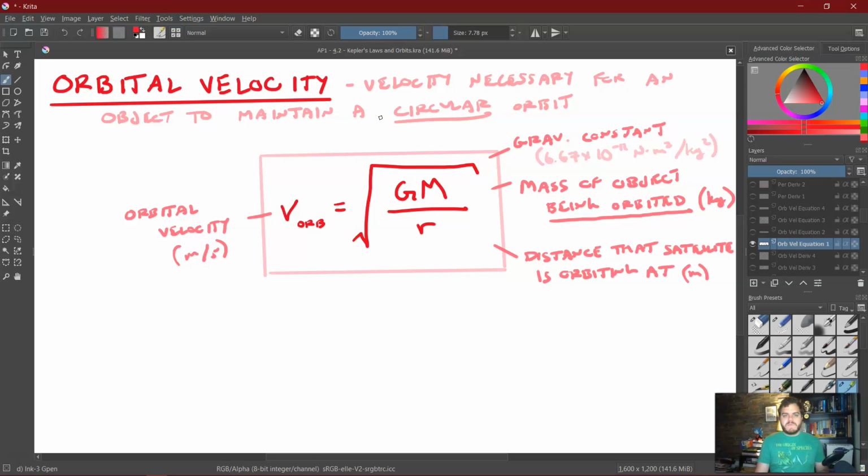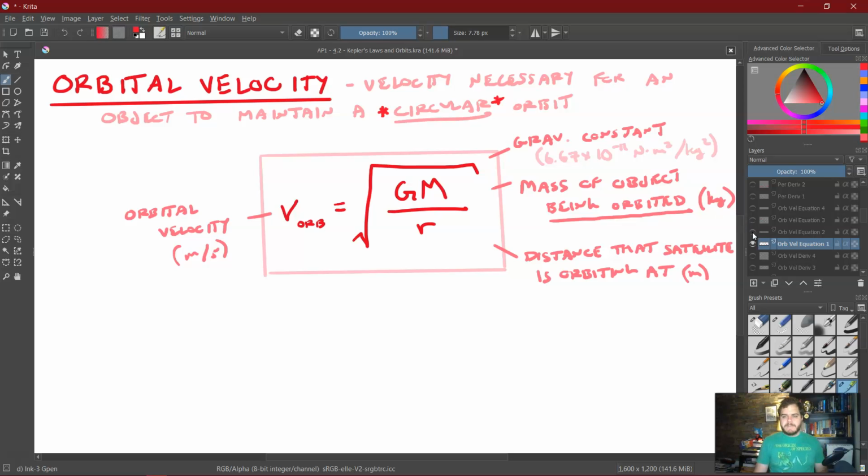Now, granted, this is for a circular orbit, so this is really that minimum orbital velocity it needs to maintain that orbit. The orbital velocity is in meters per second. G is the gravitational constant, 6.67 times 10 to the negative 11 newtons times meters squared per kilogram squared. M is the mass of the object being orbited. So in the Earth-Sun situation, it would be the Sun. If it was the Earth and the Moon, that would be the mass of the Earth, and we would be looking at the Moon's orbital velocity. And additionally, r is the distance that that satellite is orbiting at. Now, specifically, it's really the distance from the center of the object being orbited to the center of the satellite. If they're far enough apart, we can really assume those radii aren't going to matter too much, but for a lot of things, we do need to keep that in mind.